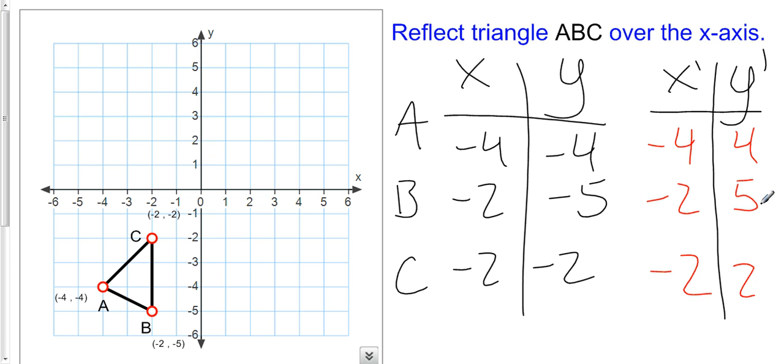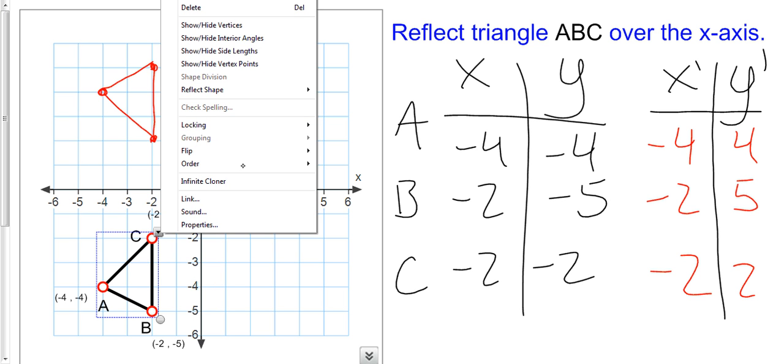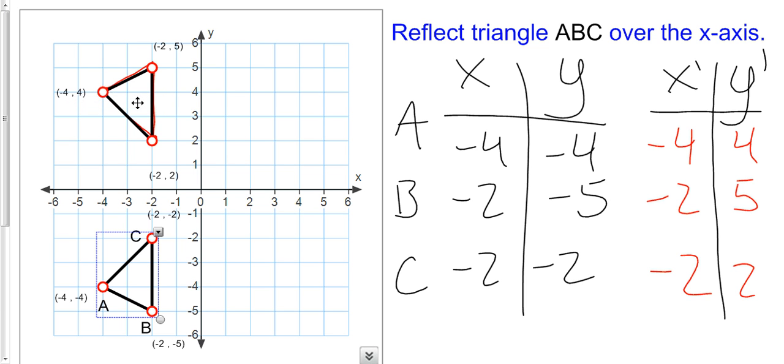So here are my new points. So I have negative 2, 2, negative 2, 5, and I have negative 4, 4. And there's my reflection. I can confirm that by simply reflecting that shape over the y equals 0 axis. There we go. There it is. Okay, and there are, as you can see, my coordinates.